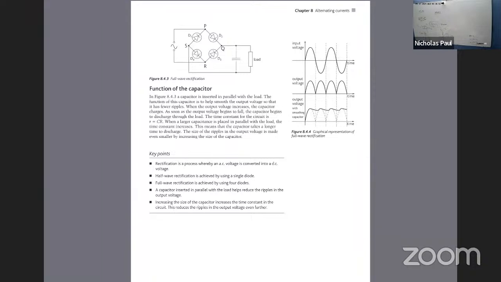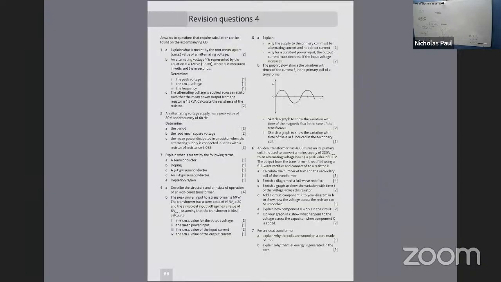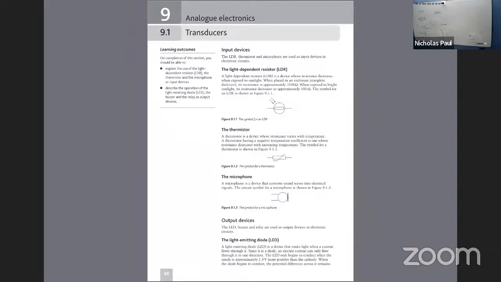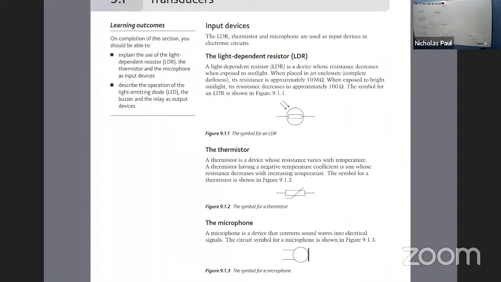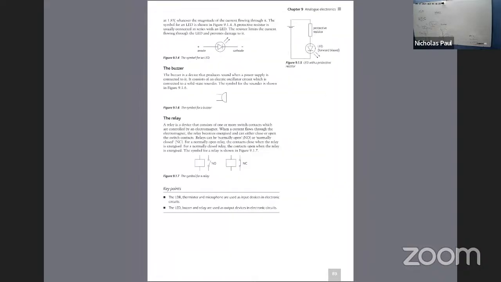Functionally, capacitor, you can read up on that, right? And you have some small questions here. Let me try one or two now. Well, we'll look if we don't try. And then I want you to read up on these devices, right? LDR and microphone and power relay.